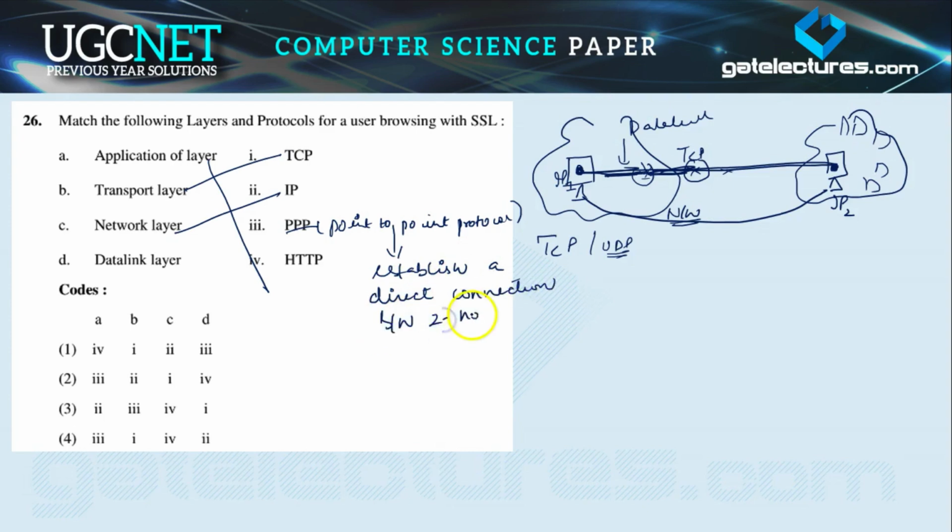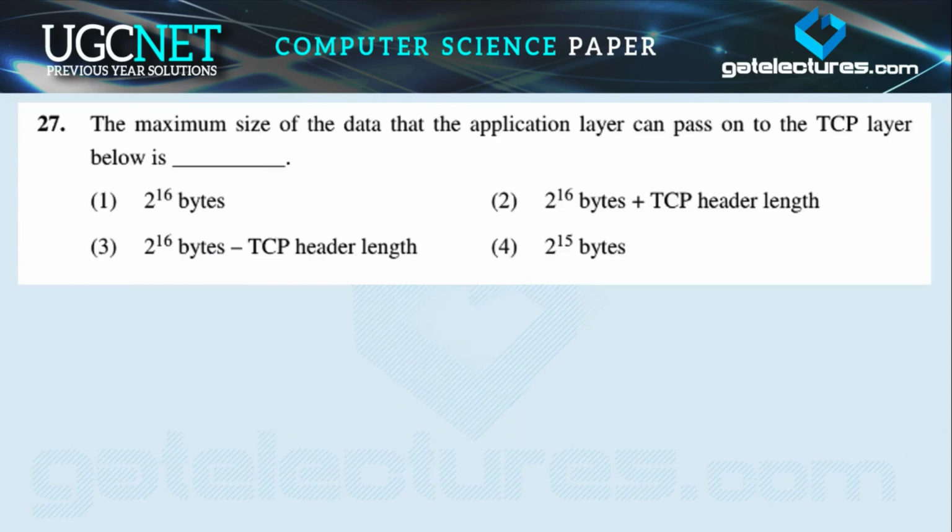Point to point is used over many types of physical networks, which include serial cables, phone lines, and the ISP, internet service provider, uses point to point protocol for customer dial-up access to the internet. So in that case we are using the point to point protocol. So point to point protocol is a data link layer protocol. So the correct matching is A is 4, B is first, C is second, and D is third. So option first is the right one.